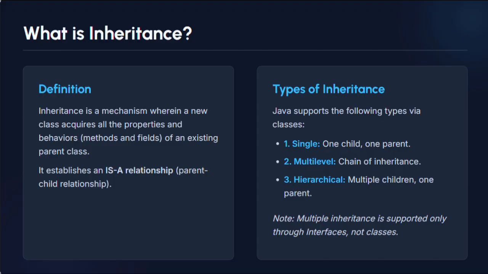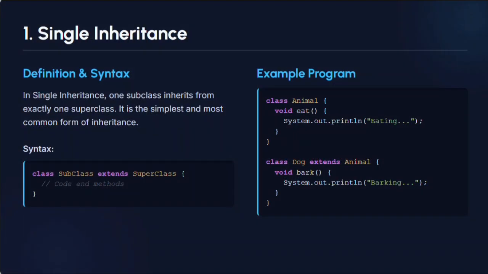The types of inheritance are given below. Java supports the following types of inheritance via classes. Single inheritance: there will be only one child and one parent. When it comes to multi-level, there will be a chain of inheritances. When it comes to hierarchical, there will be multiple children and only one parent. Note that multiple inheritance is supported only through interfaces, not classes.